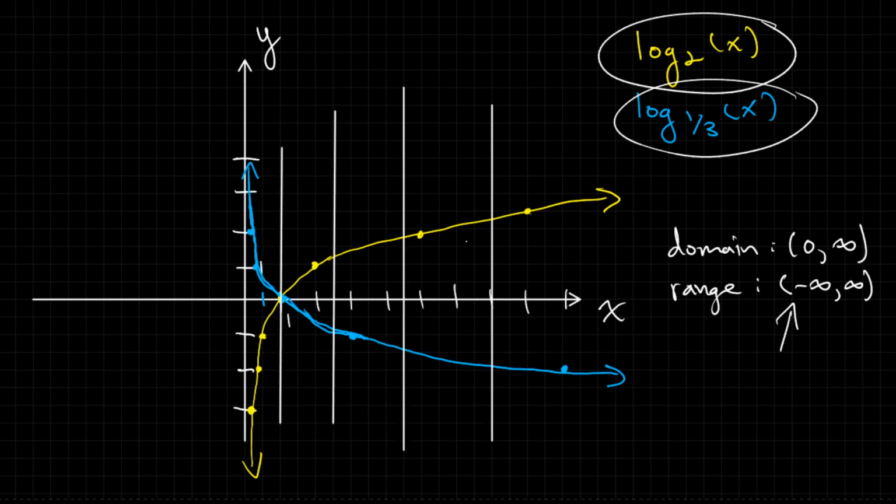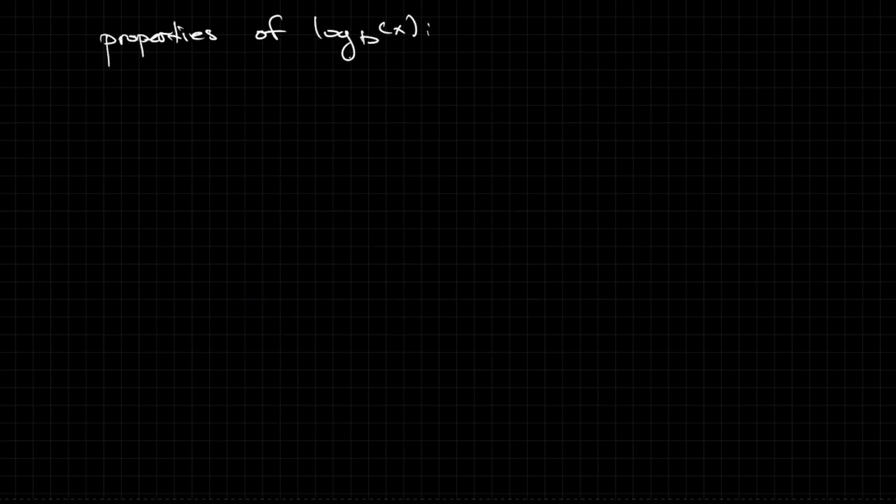So what that means is that both of these graphs are one-to-one functions, and in general, if you have a function log base b of x for any base b, then that will be a one-to-one function.